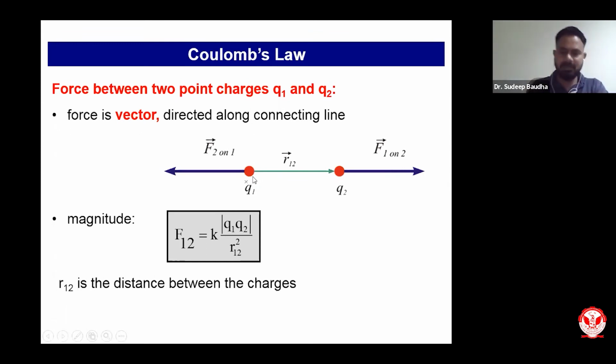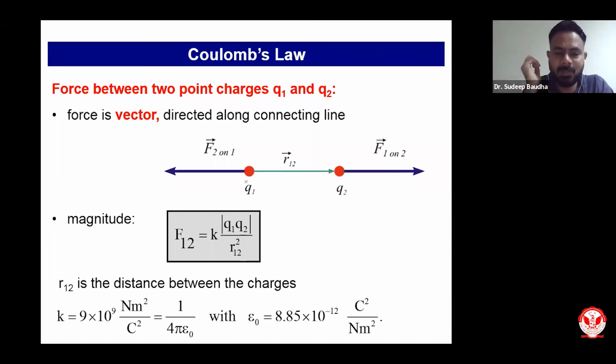The distance between the two charges, let me consider it as R12. That is the radial distance between the two charges. So if I calculate the magnitude of the force between these two charges, it is given by the formula F12 is equal to K magnitude of Q1 Q2 upon R12 square, where Q1 and Q2 are point charges, R12 is the distance between the charges, and K is 1 upon 4 pi epsilon naught. Please remember, 1 upon 4 pi epsilon naught.